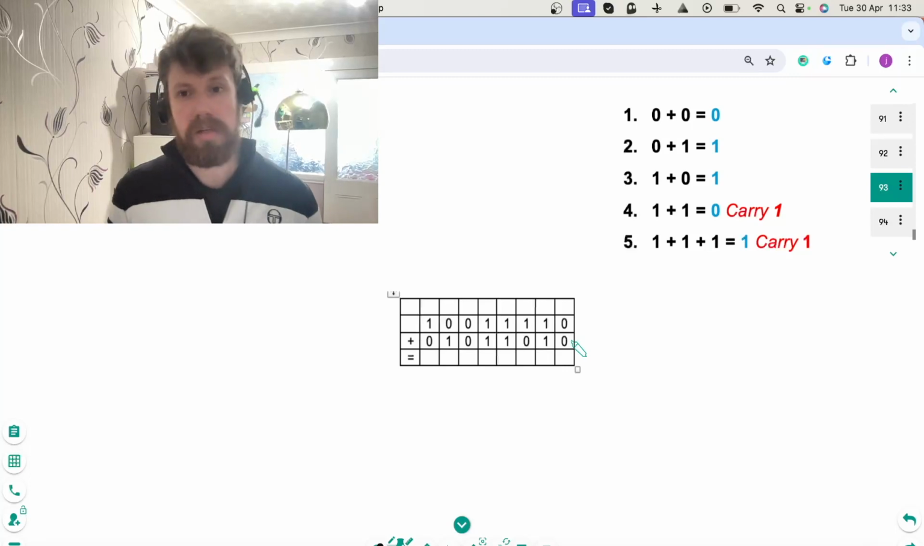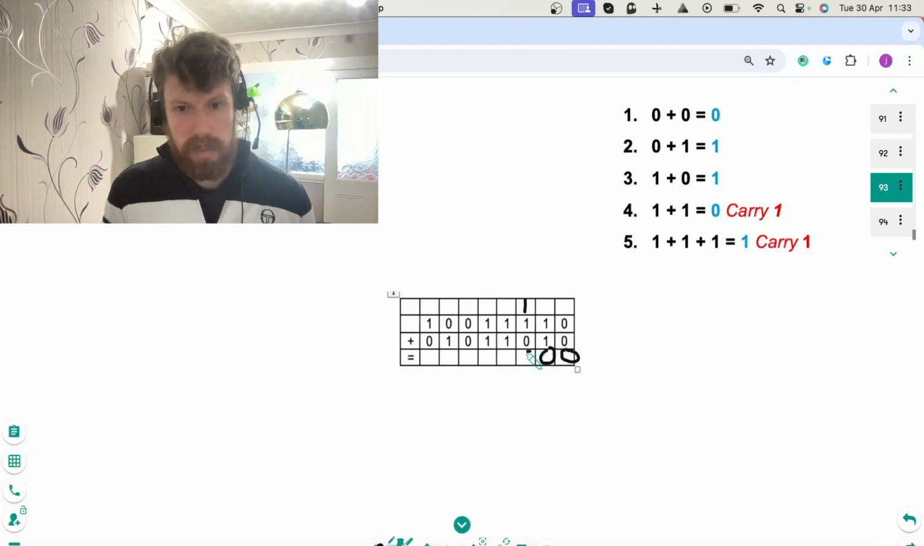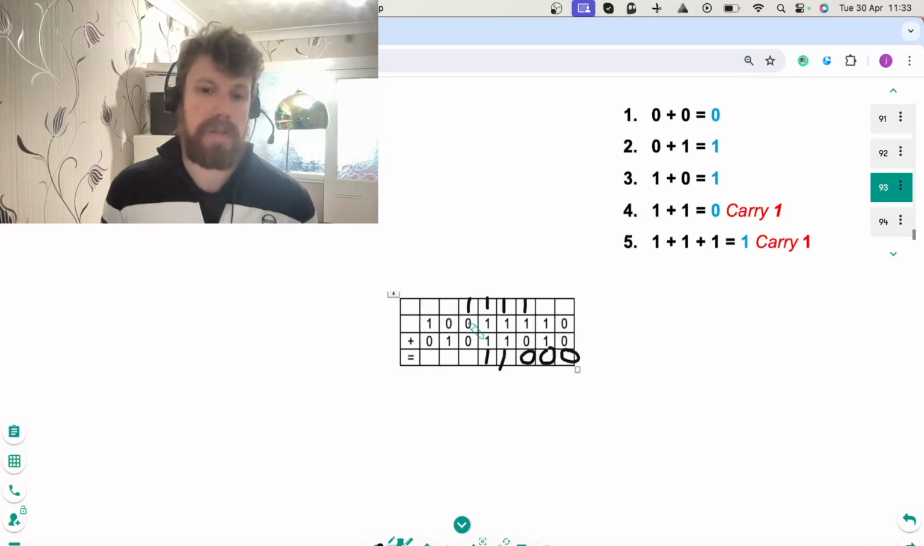So starting from the right hand side, 0 plus 0, check our rule, 0. 1 plus 1, 0, carry the 1, because it's just going to be activating that one. 1 plus 1 plus 0 is the same as rule 4, so 0, carry the 1. 1 plus 1 plus 1, that's the first time that we've seen rule 5 come in, so we put a 1 down here, put 1 up here. 1 plus 1 plus 1, 1 down here, carry the 1. 1 plus 0 is just the same as rule 3, 1. 0 plus 1, 1. 1 plus 0, 1.